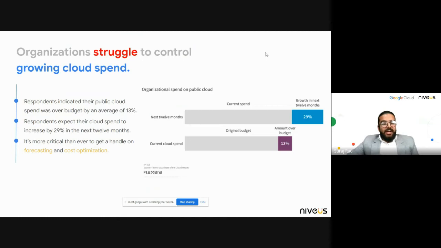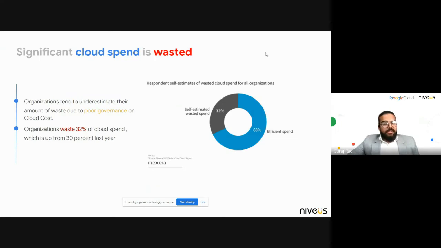And when we start to explore more and more multi-cloud opportunities, the struggle to control the growing cloud spend also increases. The survey says organizations are estimated to spend over and above the budget that was estimated, about 13% beyond the original budget. And it is expected that cloud spend will increase by 29% year on year. It's more critical than ever to get hands on forecasting and cost optimization. And out of this budgeted amount, it is estimated that 30 to 32% is actually wasted cloud expense, and this could be due to poor governance within the cloud organization.